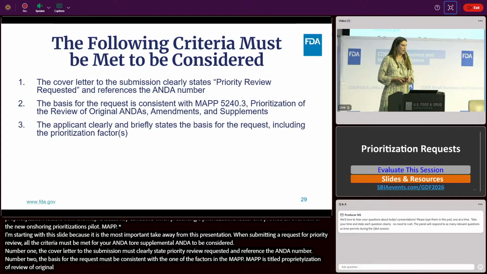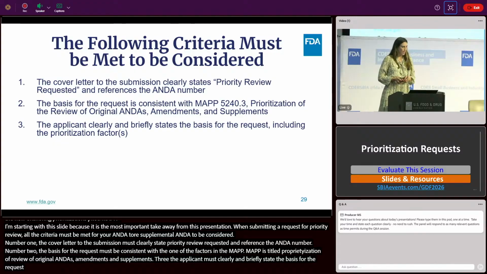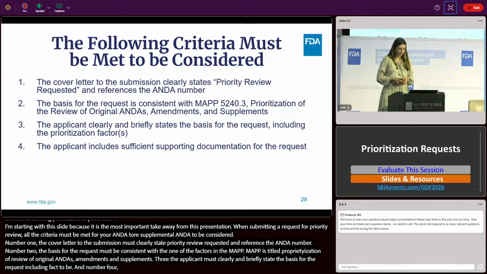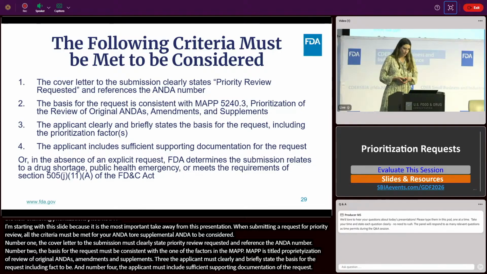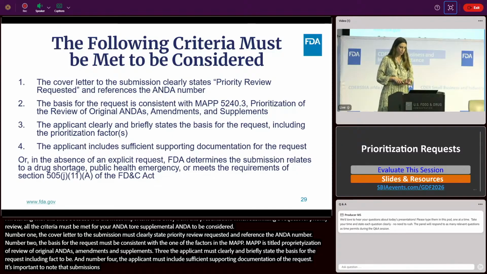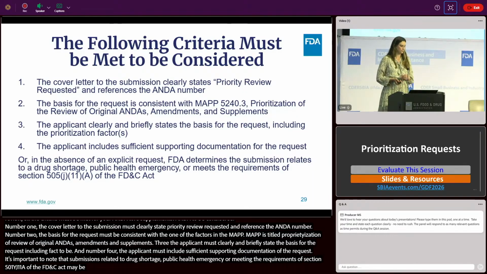Three, the applicant must clearly and briefly state the basis for the request, including the factor. And number four, the applicant must include sufficient supporting documentation of the request. It's important to note that submissions related to drug shortage, public health emergency, or meeting the requirements of Section 501(j)(11)(A) of the FD&C Act may be eligible for priority review in the absence of an explicit request.